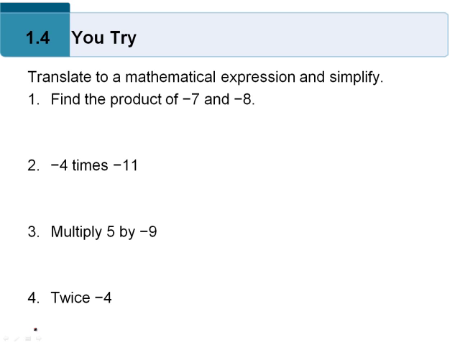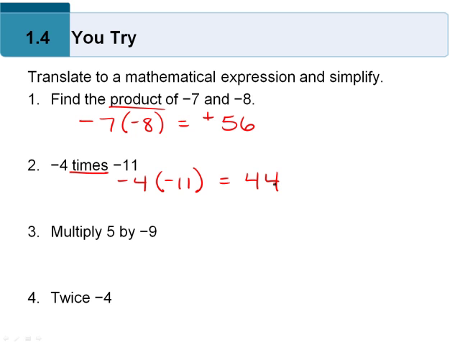All right, so here's some translating for you to try. So number 1, find the product of -7 and -8. So we want to multiply there, -7 times -8, and the signs are the same, so it's going to be a positive 56. And if you need to brush up on your multiplication tables, that's always a good thing to do. Look at number 2, -4 times -11. So we're going to write -4 times -11. Now, the signs are the same. They're both negative. They're the same sign, so it's going to be a positive 44.